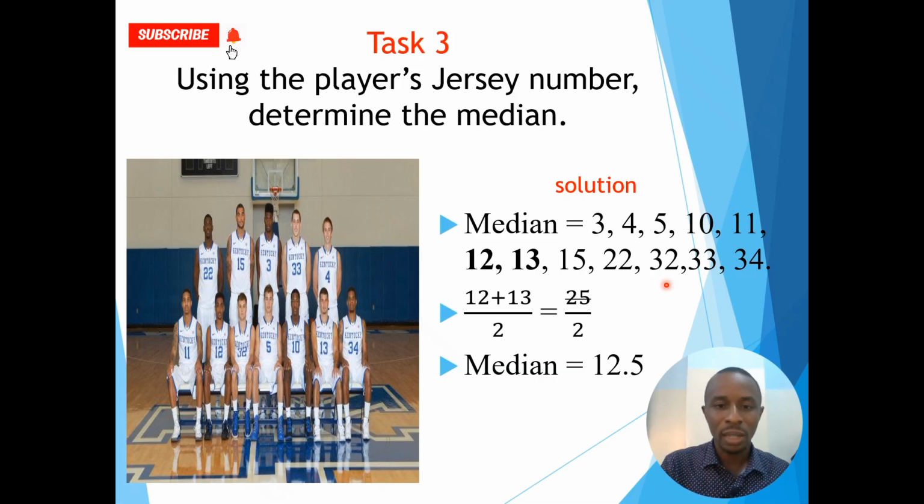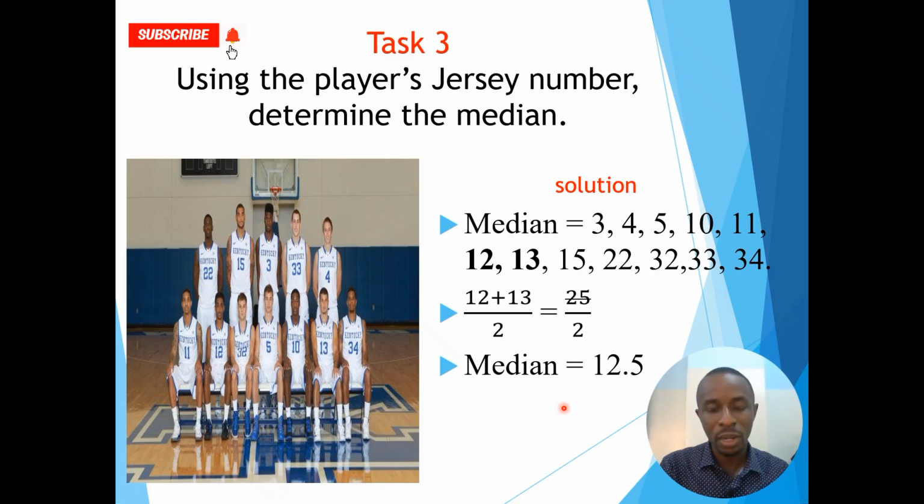You can arrange the order the other way, that's from the highest number to the lowest number. Now, after doing that, you discover we have 12 numbers. We have 1, 2, 3, 4, 5, then we have 1, 2, 3, 4, 5. When you check, you discover we have 2 numbers in the middle. In this case, the 2 numbers in the middle are 12 and 13.